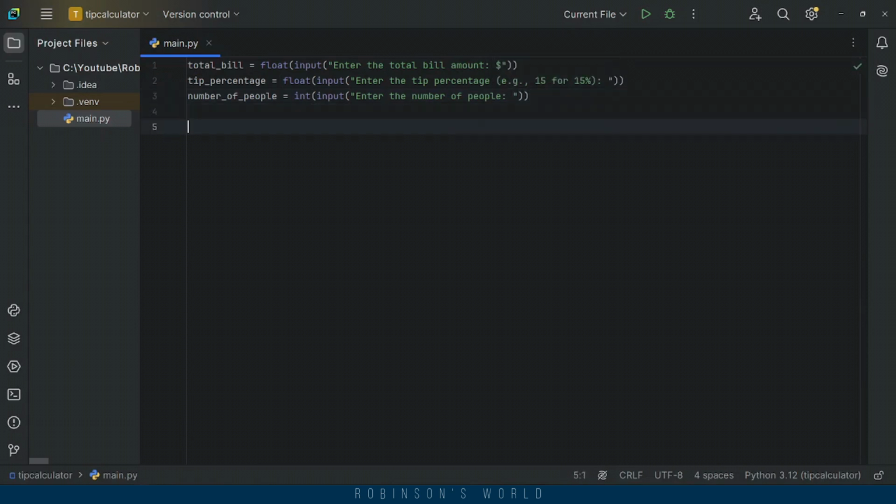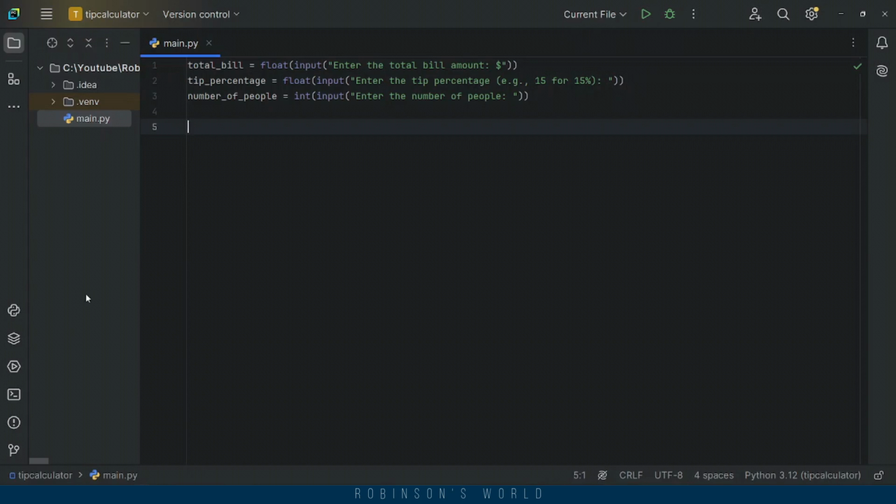Here we use input to get the necessary information from the user. We convert the bill amount and tip percentage to float since they can be decimal values, and the number of people to integer because it will always be a whole number.